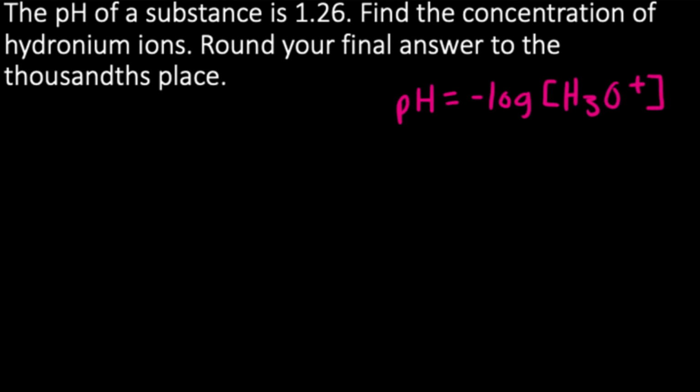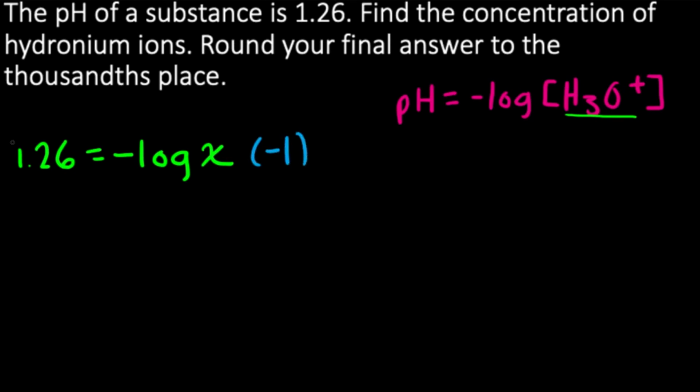So just like before, we can plug in our known values. We know the pH is 1.26, so I'll plug that in for the pH. Then we have the negative natural logarithm. We do not know the value for the concentration of hydronium ions, so we're just going to use x for that. Just like last time, we want to multiply both sides by -1 to get rid of the negative on that logarithm. Almost ran out of room there. So then we have negative 1.26 equals the natural logarithm of x.